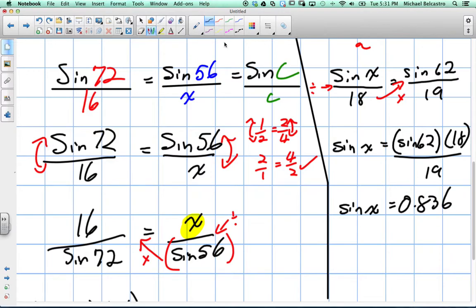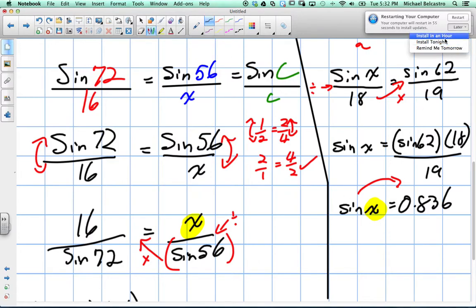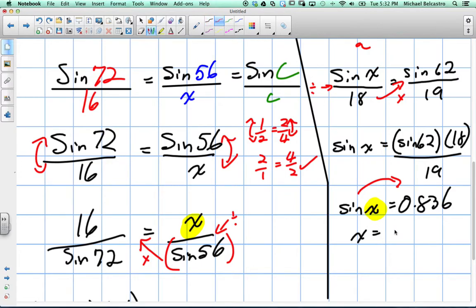Now here's the tough part. The goal is actually to only isolate x. So this sine has to move to the other side. But you'll notice on a calculator you can't divide by sine. In order to move sine to the other side, we have to do the inverse. And inverses is something you'll learn maybe in grade 11. But for now, just think of it like this. When I move sine to the other side, it becomes this. And you'll be able to find this on your calculator. Sine to the power of negative 1 of 0.836.